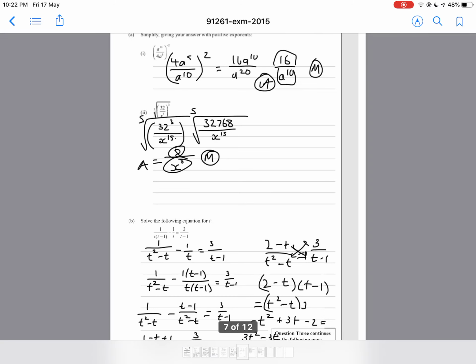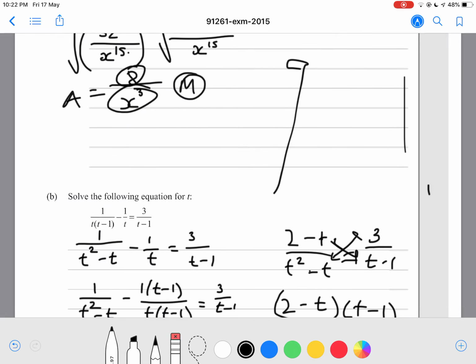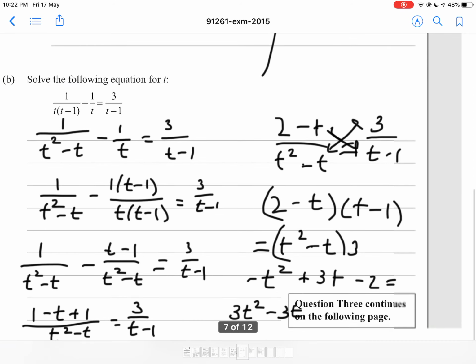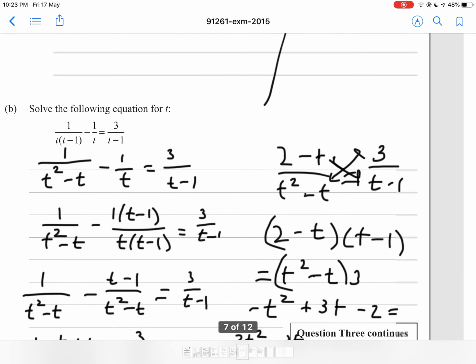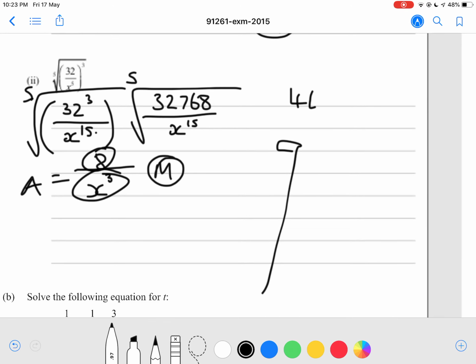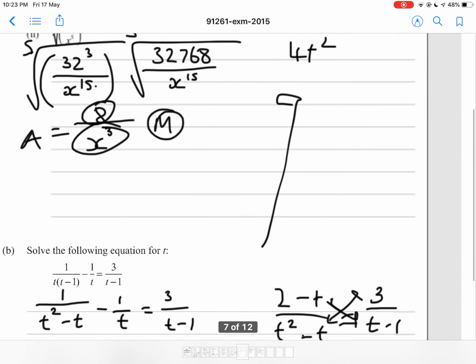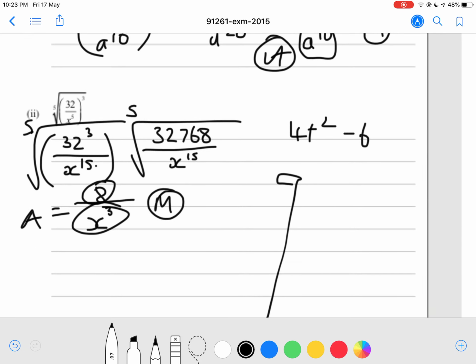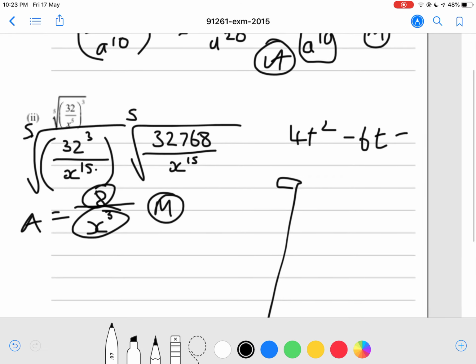Okay, so now we're gonna solve. We're running out of space, so just solve it here. So we're gonna say negative t squared plus 3t minus 2 equals 3t squared minus 3t. So we're gonna move everything to one side. So negative t squared to the other side becomes positive t squared, so 4t squared. Positive 3t becomes negative 3t, so negative 3t plus negative 3t, that's negative 6t. And the negative 2 becomes a positive 2 on the other side, so plus 2 equals 0.